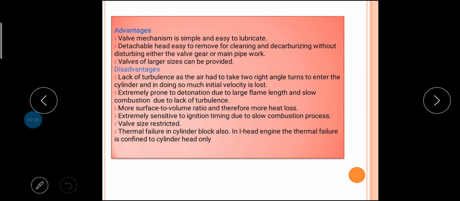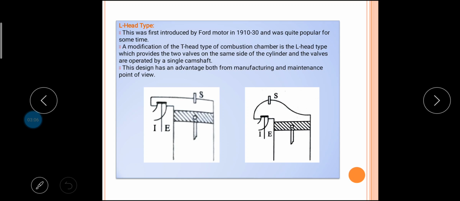Lack of turbulence, as the air has to take two right angle turns to enter the cylinder, and in doing so much initial velocity is lost. Extremely prone to detonation due to large flame length and slow combustion due to lack of turbulence. More surface to volume ratio and therefore more heat loss. Extremely sensitive to ignition timing due to slow combustion process. Valve size restricted. Thermal failure in cylinder block also. In I-head engine, the thermal failure is confined to cylinder head only.